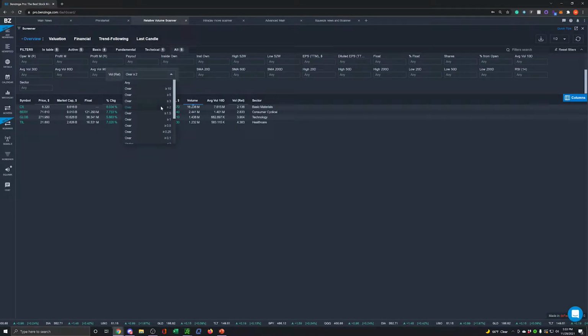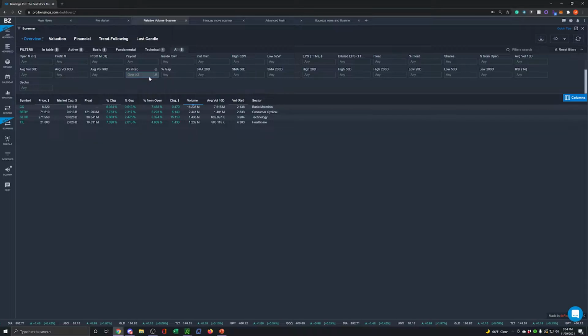Now, I used to have it over 3, but I feel like going over 3 sometimes is a bit overboard and I don't get as many stocks here. So I leave it at 2. So anything with relative volume 2 or greater is gonna come out within this scanner. I always sort it by volume to see which one has the most volume. The only thing about this is that it does not refresh automatically.